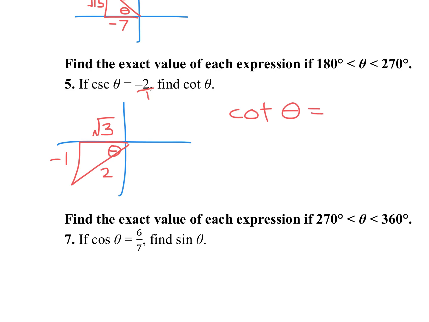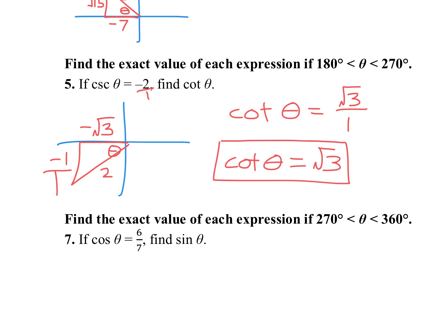Cotangent is adjacent over opposite. We know that this is also negative, so adjacent over opposite, and we could simplify that to just rad 3. And this goes in line with our ASTC. ASTC says tangent is positive in quadrant 3, and if tangent is positive, then its reciprocal cotangent is also positive.